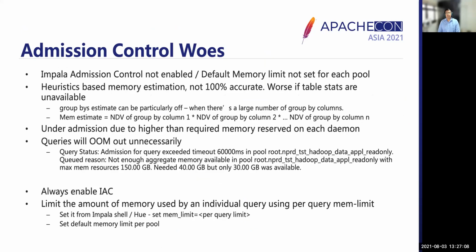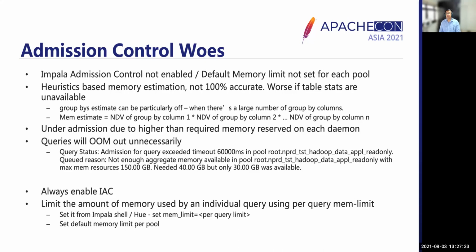Let's talk about a few more topics with Impala. Let's talk about admission control woes. By default, admission control should be enabled for every cluster, and default memory should be set for each pool. This is a problem where we have seen many customers not enabling it or not setting default memory. You have to understand that this should always be enabled.